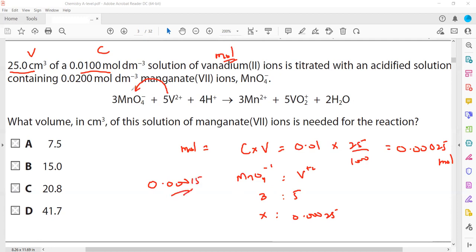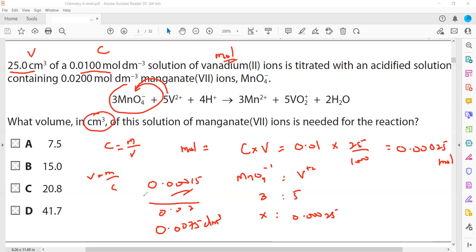0.00015. These are the moles we'll get for MnO4⁻, but we need the volume. Concentration is moles by volume, so volume is moles divided by concentration. So we have the moles, we'll divide by concentration 0.02. This will give us 0.0075 dm³, but all the answers are in cm³. So to convert dm³ into cm³, we multiply by 1000. So that will come out as 7.5 cm³.